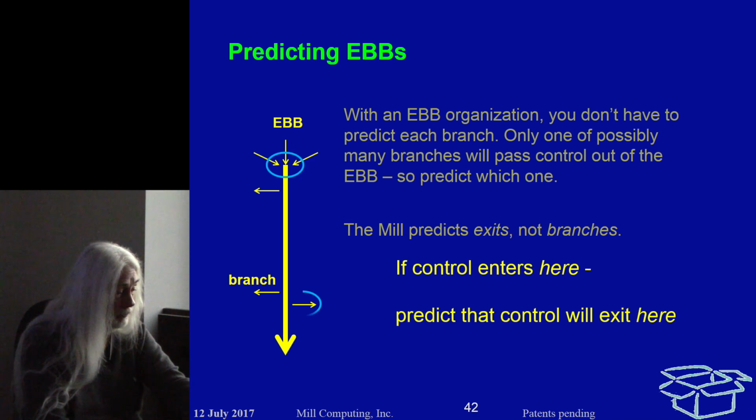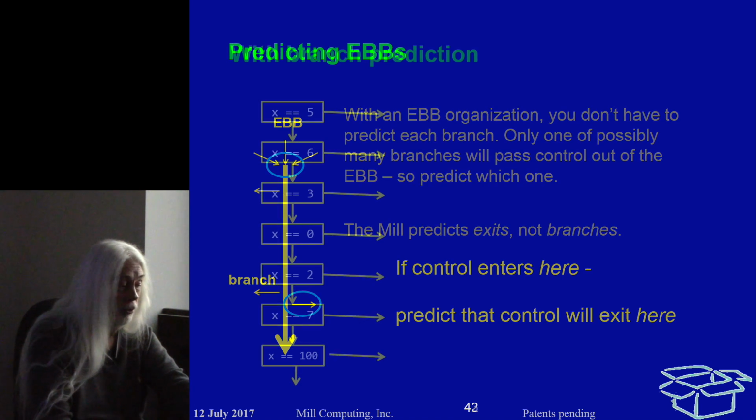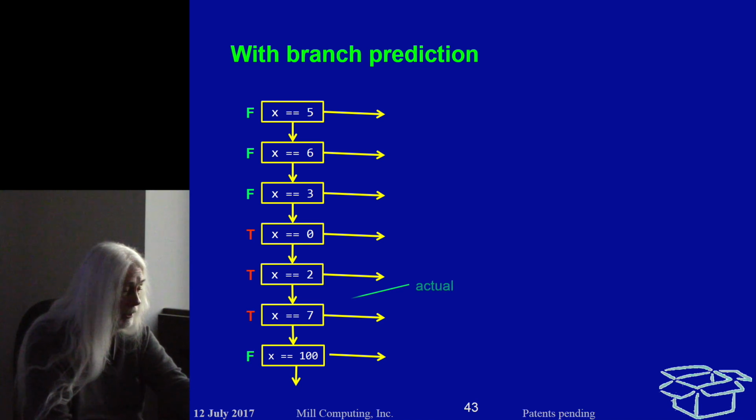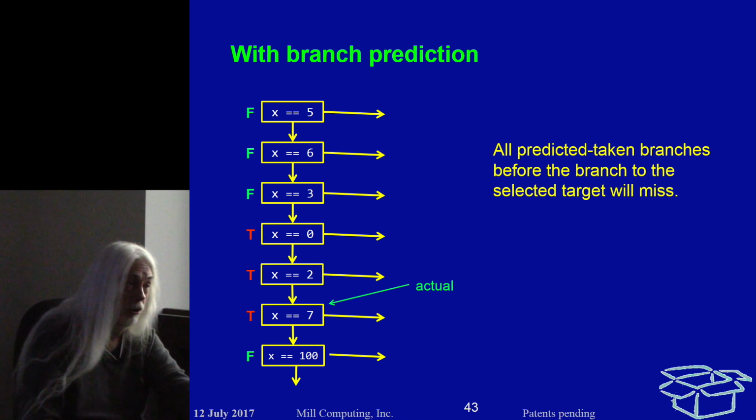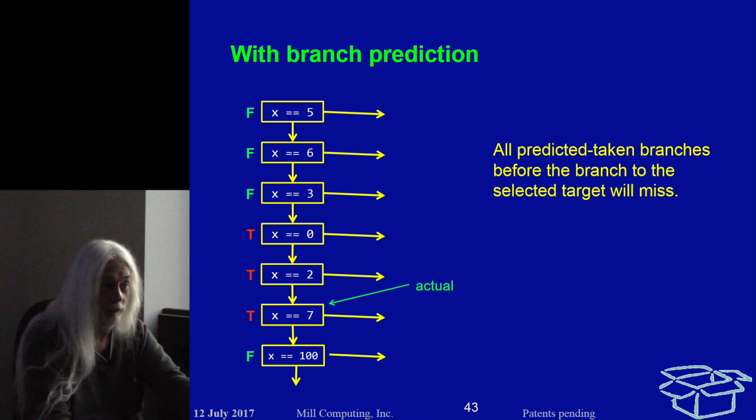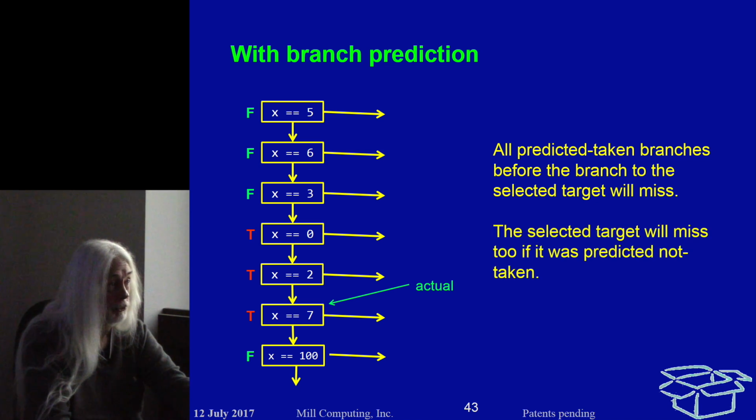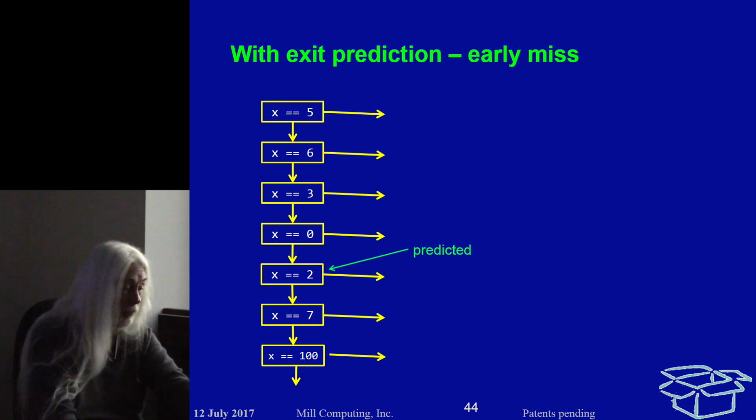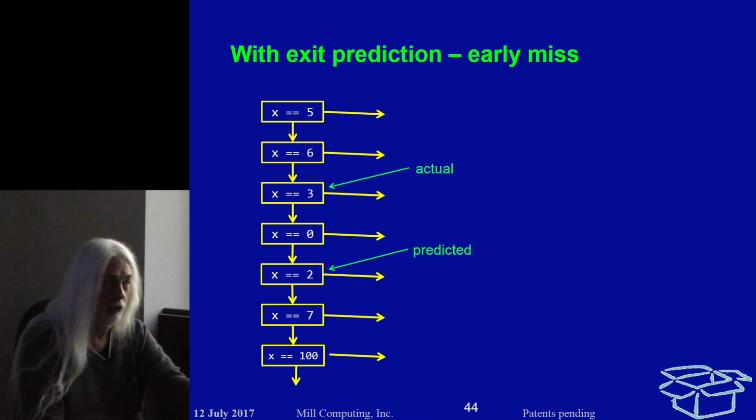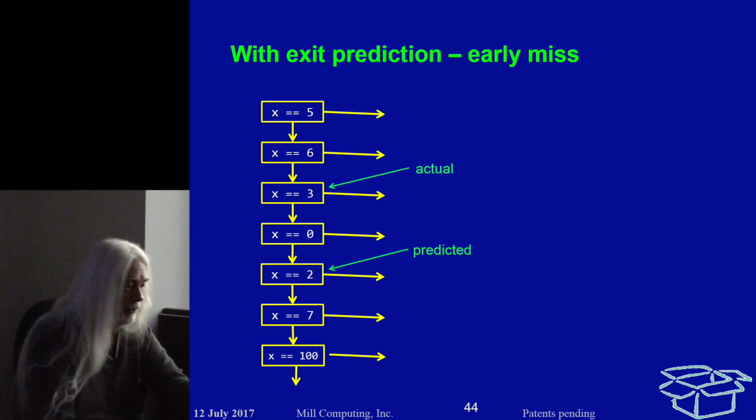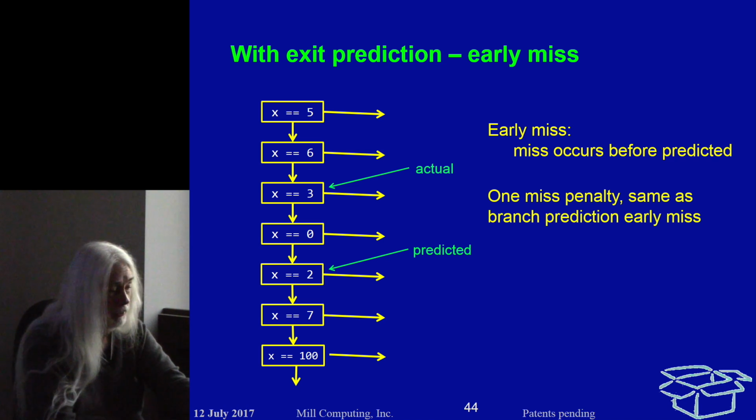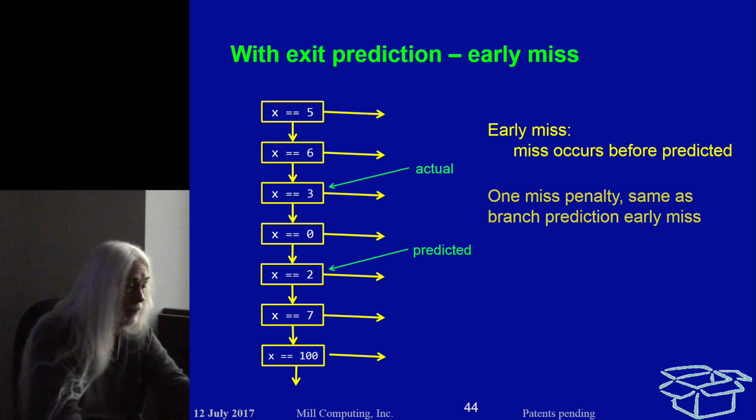If control enters there, and we predict that control will exit there, that's all there is to the prediction. Now, with branch prediction there are a bunch of possibilities, and if the actual exit is down there, all the predicted-taken cases up to the actual one will miss, and the selected target will miss too if it was predicted not taken. If you have exit prediction, there's only one prediction that says we are going to leave there. If it turns out that we leave earlier, because predictors can be lousy for us just as well as for a branch predictor, then we will have an early miss. The miss occurs before the predicted exit. We will have a miss penalty, same as branch prediction, same as anybody else who has an early miss.